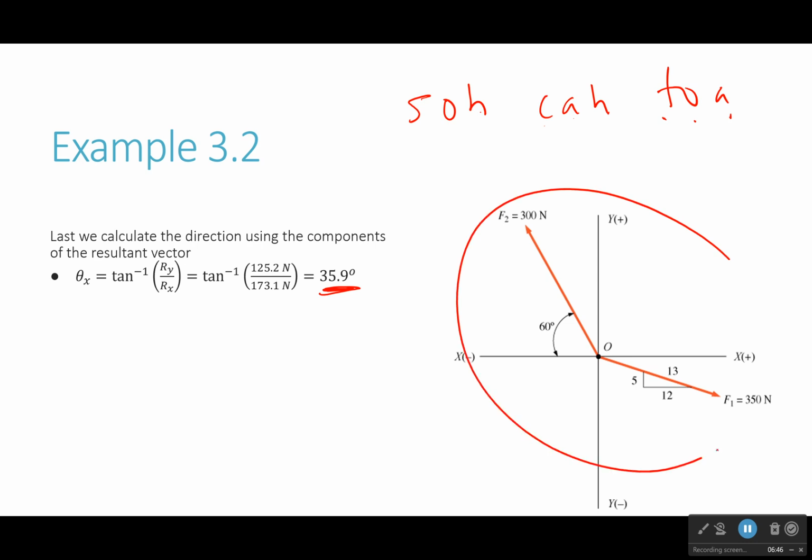And any problem with vectors can pretty much be broken down to that. It's going to be very helpful for this entire semester, so please try to master that.